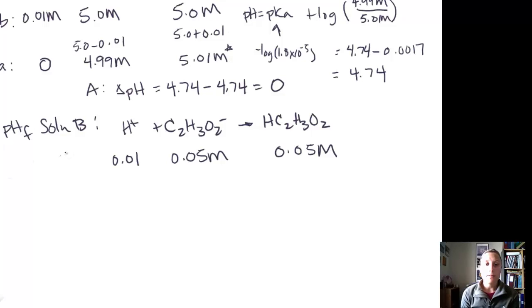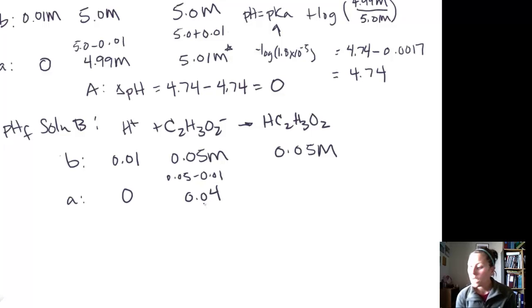So this would be before the reaction, and then after the reaction, no H plus because it's going to completely react. This would be subtracting 0.5 minus 0.01, so that's going to give us 0.04. And then here we've got 0.05 plus 0.01, and so that's going to give us 0.06.